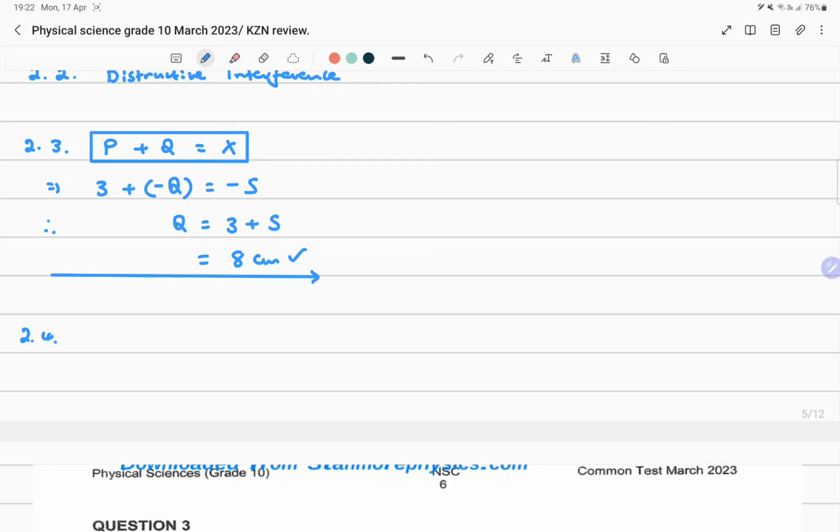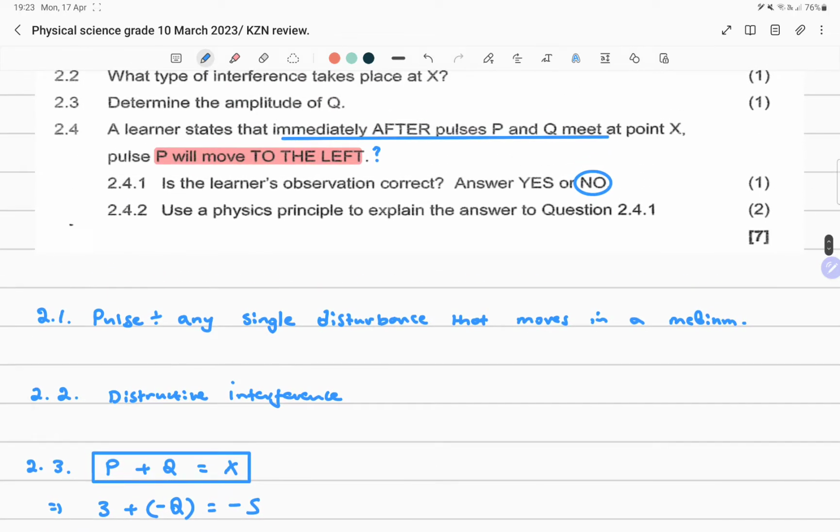So 2.4. I'm running out of space. 2.4.1. So 2.4.1, we know that the answer is a no. Now 2.4.2, it says use a physics principle to explain the answer to question 2.4.1.